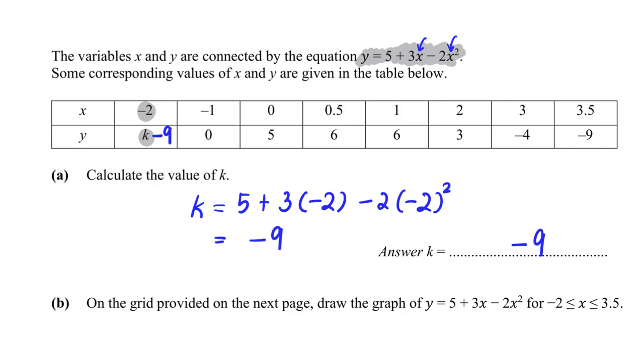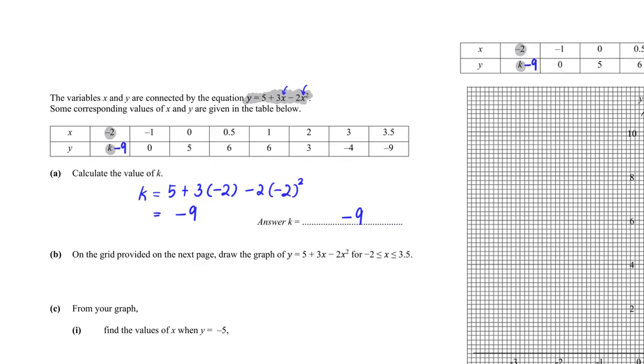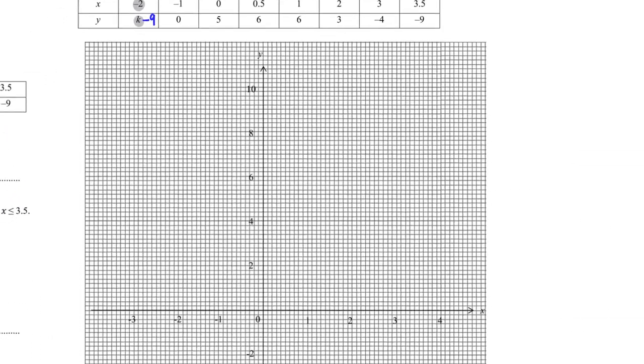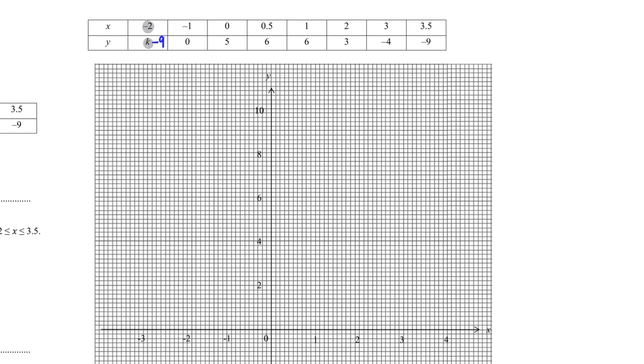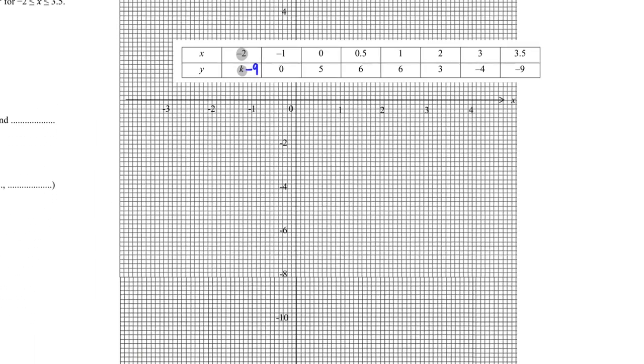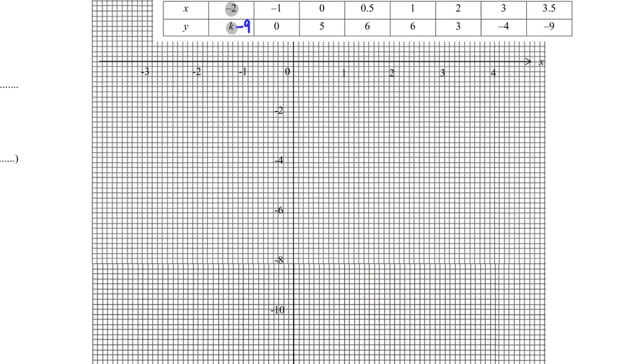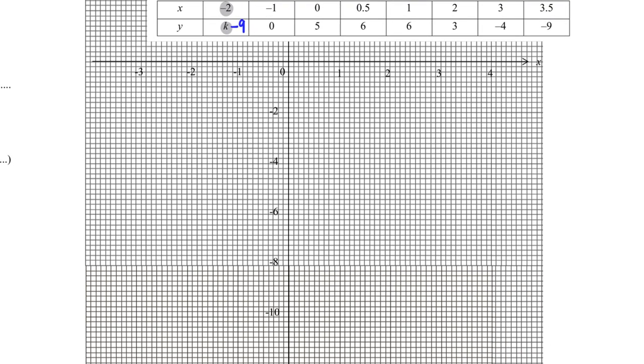Okay. And I'm going to draw this graph onto the grid at the other side. So I'm going to make it easier for me to refer to. I'm going to copy and paste over, and let's get started to plot the graph. Well, I have -9, so I'm going to go all the way down and see where this leads me to. Okay, there. So my very first point will be when x is -2, y is -9, which will be here.